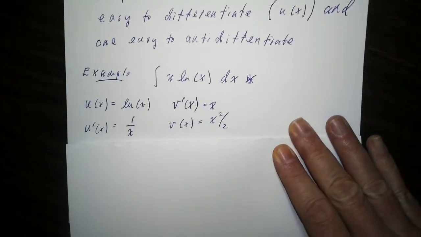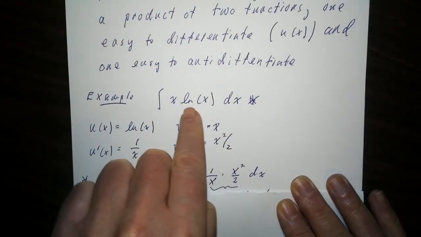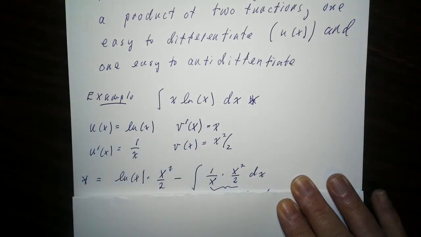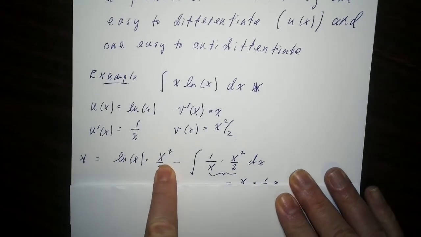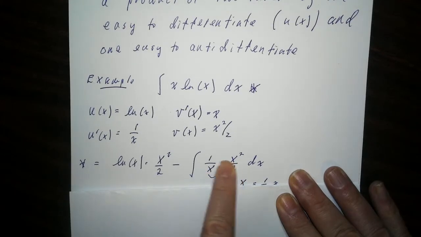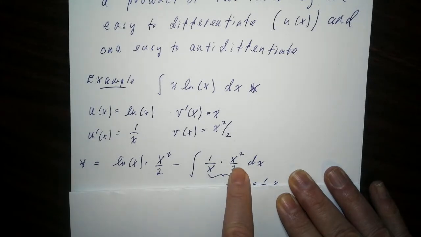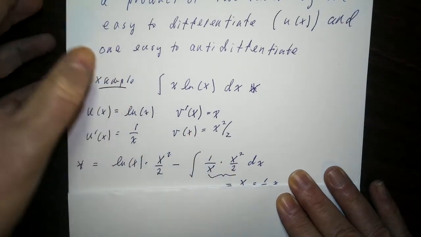Now let's use the integration by parts formula. The integration by parts formula says that this original integral is u times v. So here I have my u times my v, and then we have to subtract the integral of v times u prime. So in the integration by parts process, there will always be a second integral that we have to evaluate and a minus sign right here. So here is my u prime, and here is my v.